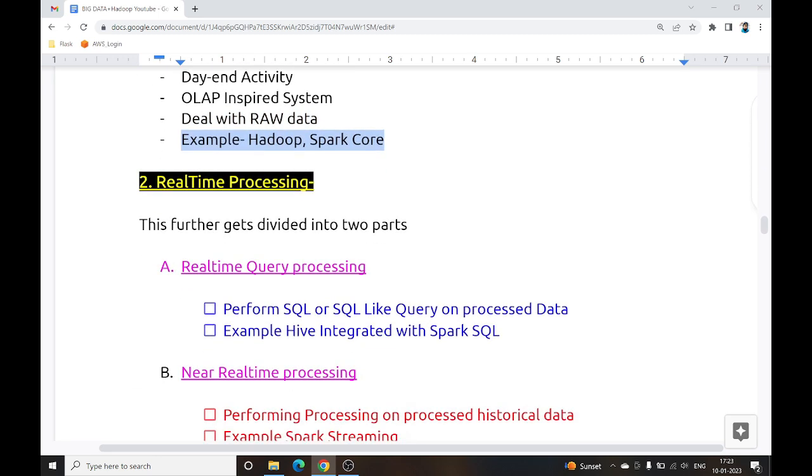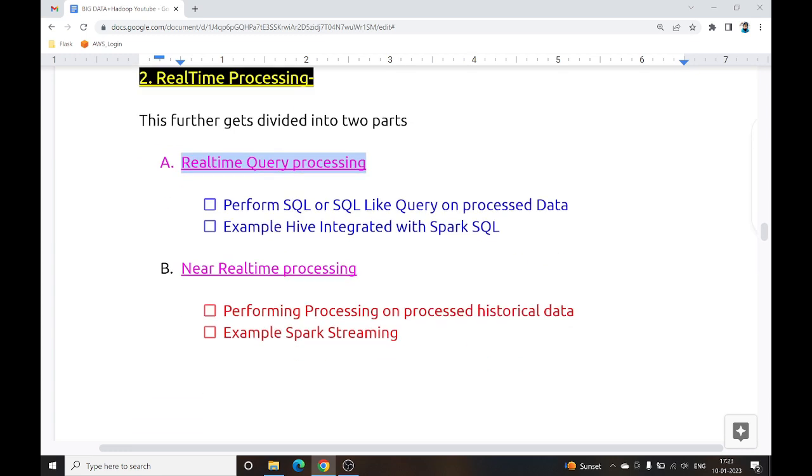Now let's come to real time processing. Real time processing is further divided into two parts, real time query processing. Let's suppose you are performing a SQL query on the processed data. So you are processing your data in real time. An example is Hive integrated with Spark SQL. Your Hive is integrated with Spark SQL and you are writing some query in Hive SQL, and then you are processing your data. We will see how to do this in coming videos, but for now you can understand it like that.